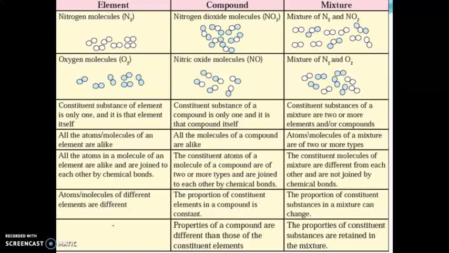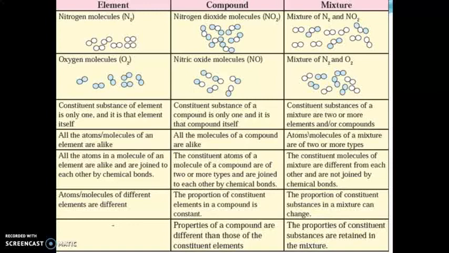Now coming to the mixture. A mixture of nitrogen and nitrogen dioxide is shown here. The constituent substances of a mixture are two or more elements and compounds. Just consider bhel. You all eat bhel, children. In that we have sev, kurmura, onion, tomato, chili. All are different. We don't call it the same thing. All are different.